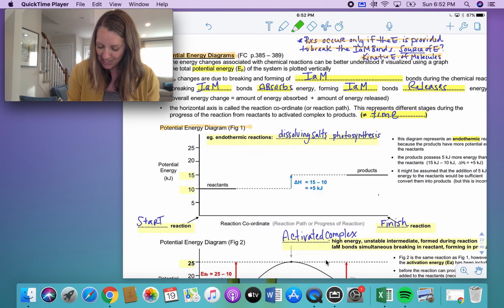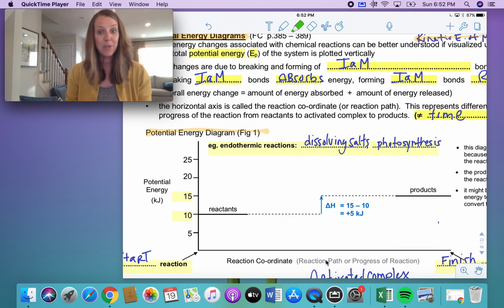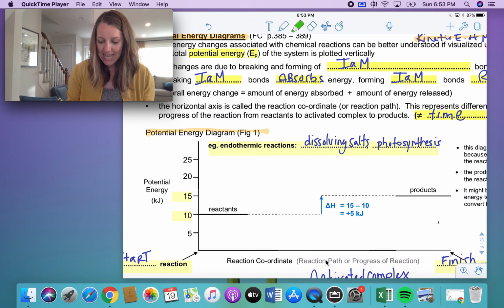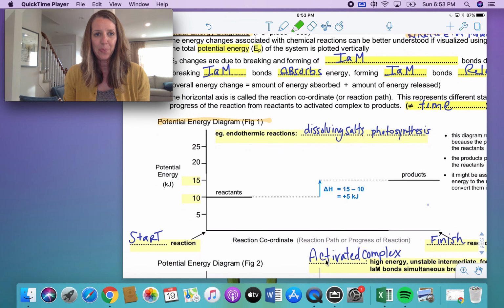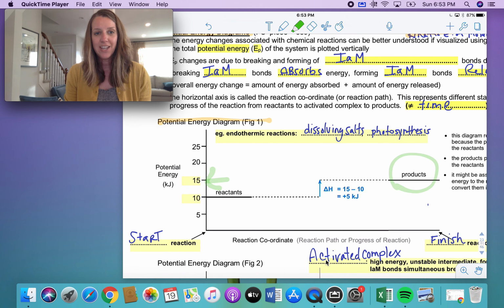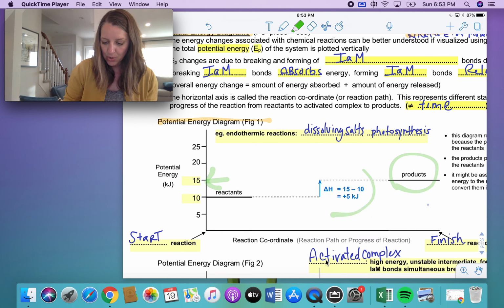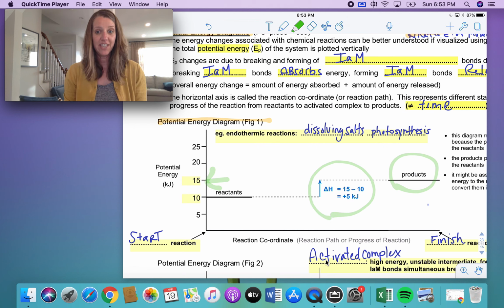Figure number 1. I know there's a lot on here, but basically this just shows you that we have an endothermic reaction here. So for example, dissolving salts and photosynthesis. Can you see the enthalpy difference between these two, going in the forward direction? We would take the amount of energy that the products have, which is 15 kilojoules, take away the amount of energy of the reactants, that's 10 kilojoules, and your total enthalpy of this reaction is 5 kilojoules.